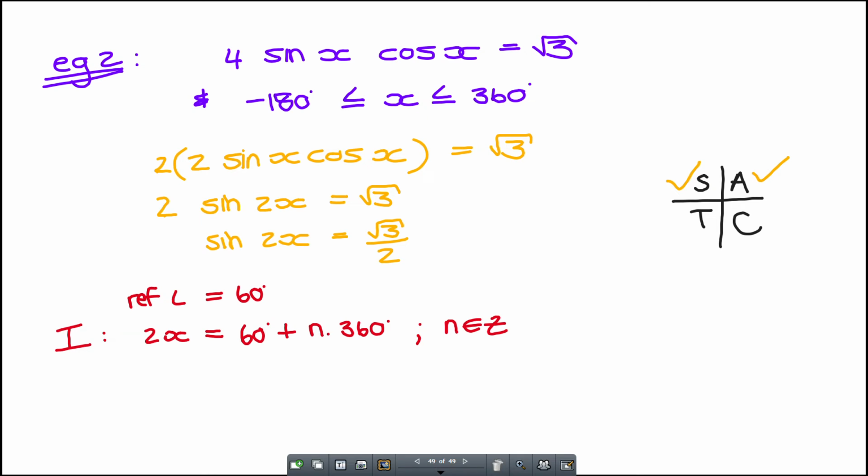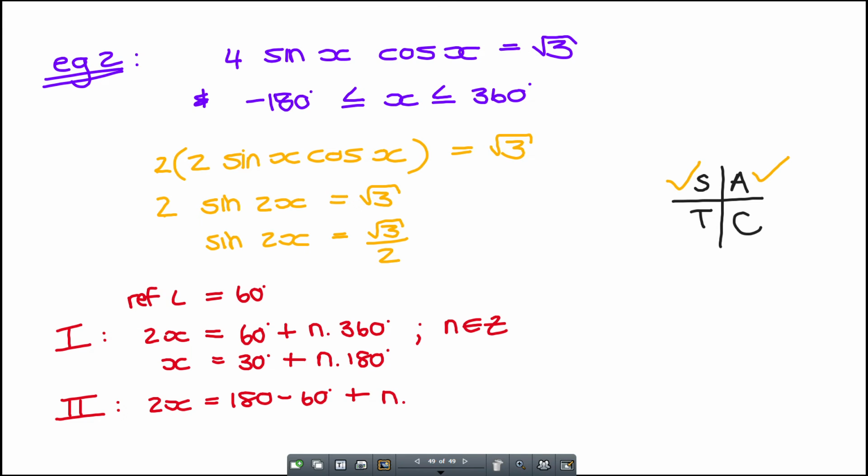Okay, now we've got to divide by 2. So just now I said, remember that when we divide, it means I've got to divide everything. So 60 divided by 2 will give me 30 plus n times 180, because the 360 I must also divide by 2. You guys good with that? Okay, and that's as far as I go with quadrant 1. Then we'll also quickly look at quadrant 2. Over there, because it's quadrant 2, it would be 180 minus reference angle of 60 plus n times 360.